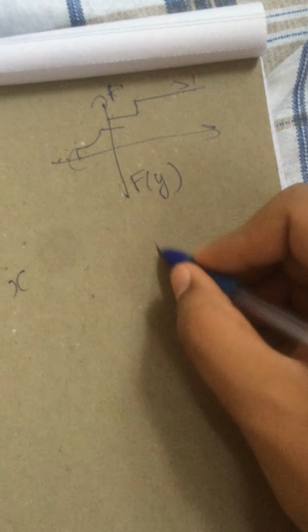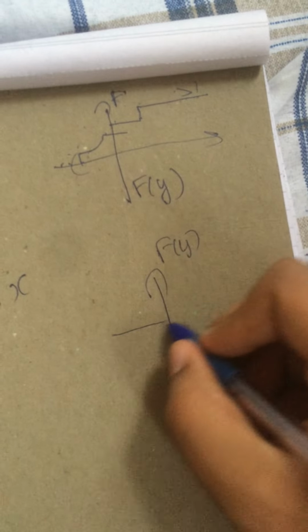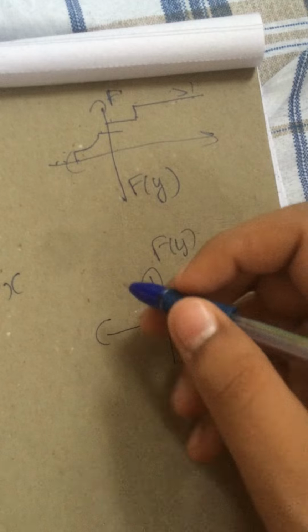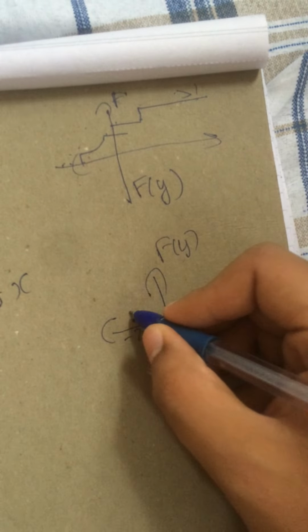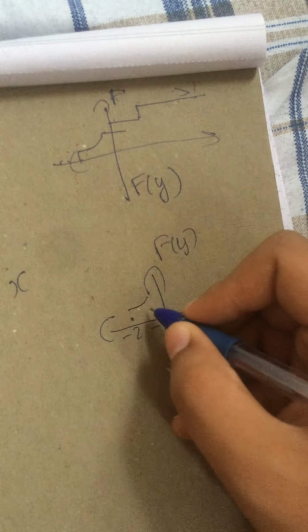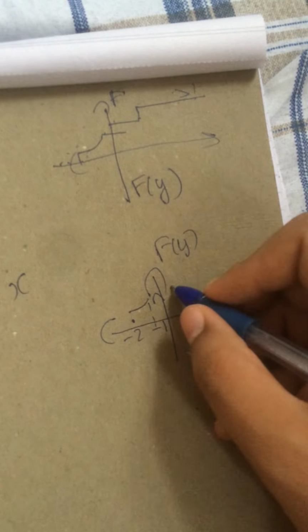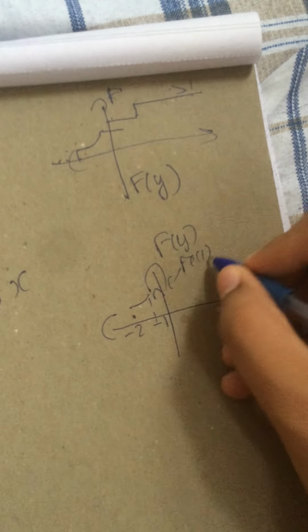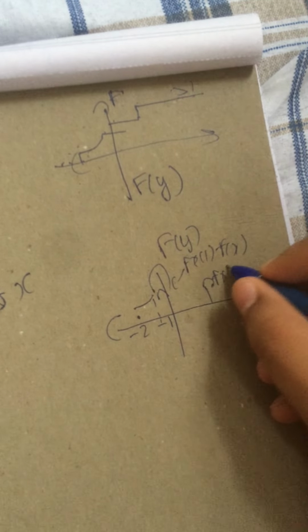Now similarly plotting small f of y, taking the values which we have already found out between minus 2 and minus 1, it is given by this curve. At 0, it is given by 1 minus... the area is equal to Fx of 1 minus Fx of 0, and at 1 it is given by Fx of 0.